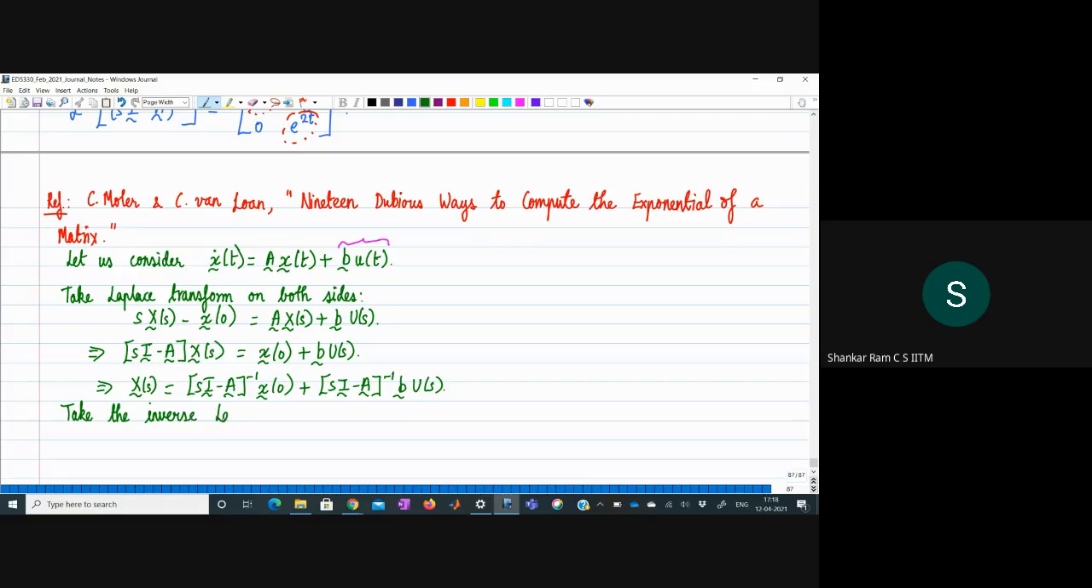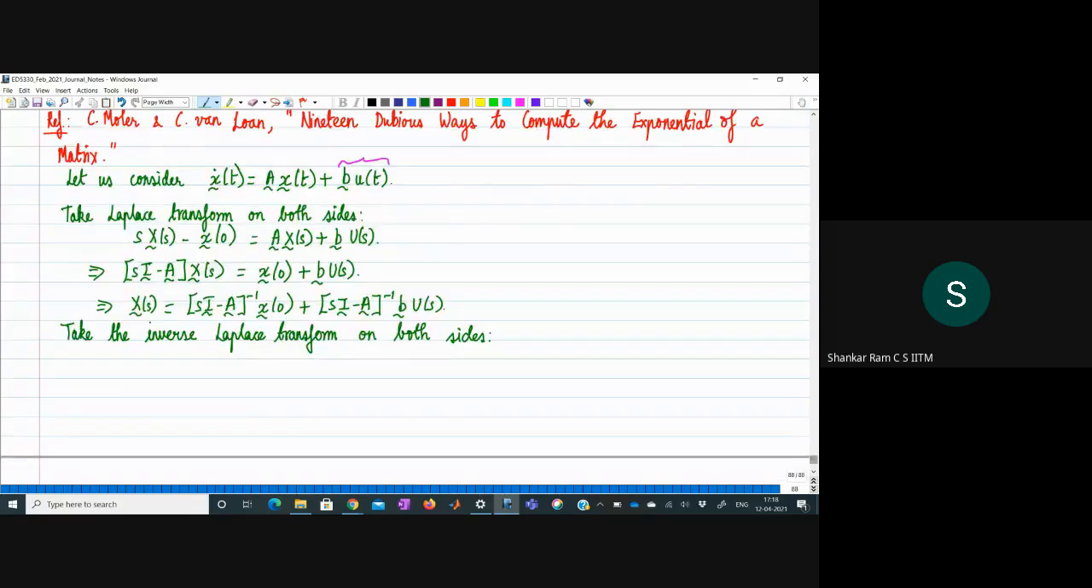So if we take the inverse Laplace transform on both sides, what do we get? We will get x of t equal to e power At x0. That's something which we know from our discussion. Now, what happens to this inhomogeneity? Please note that here we are going to use the convolution integral.